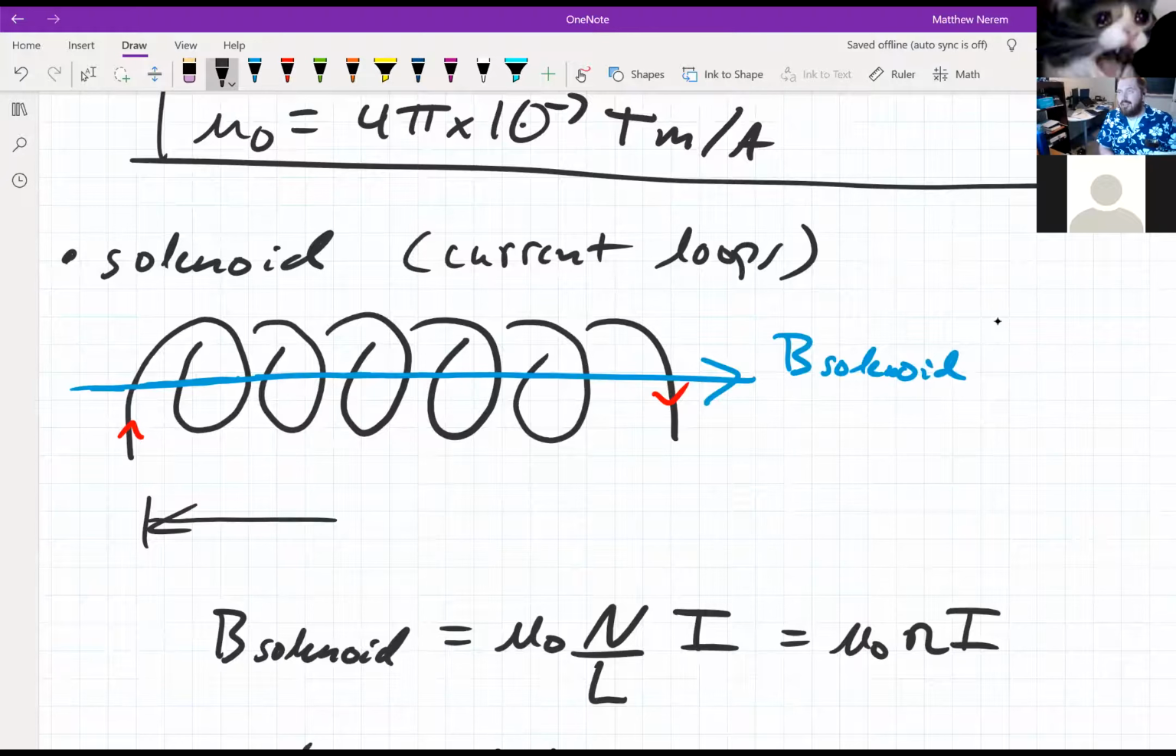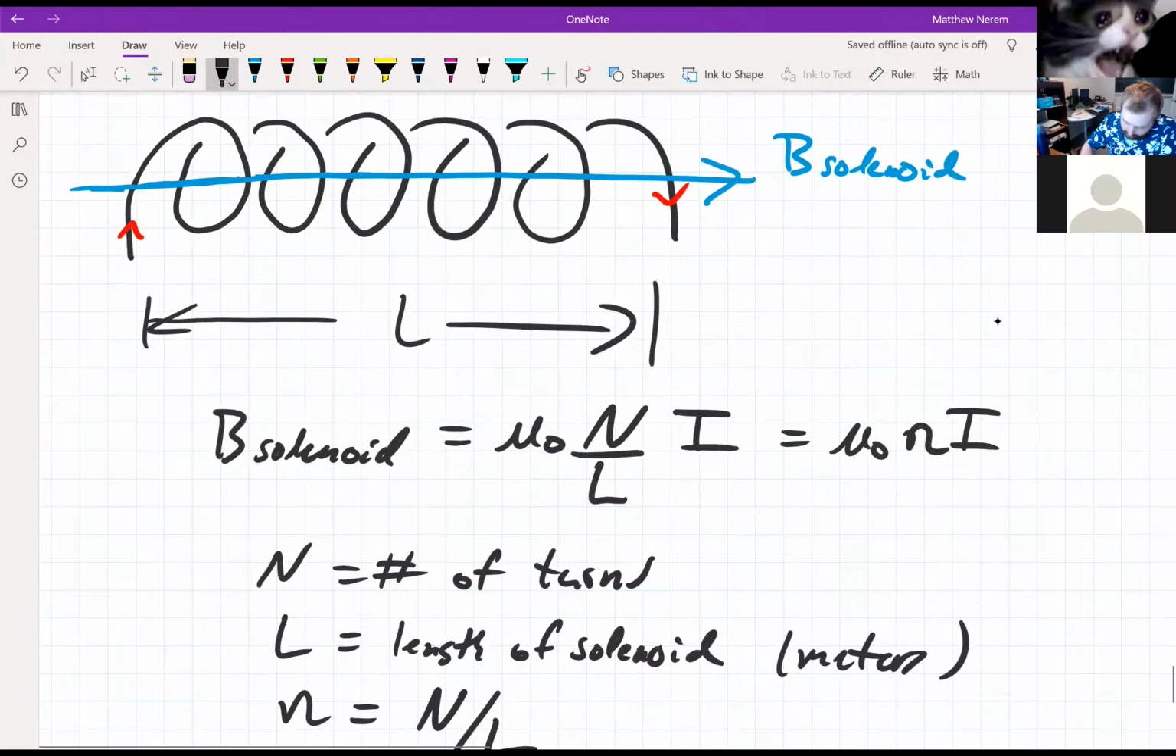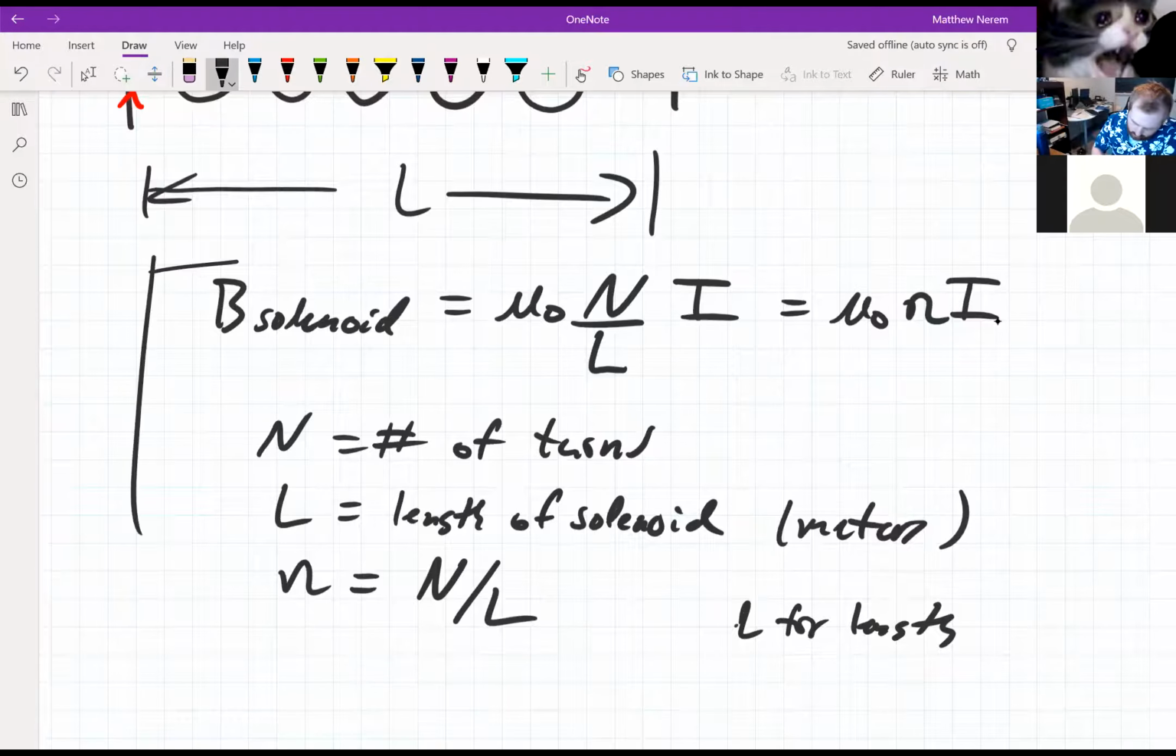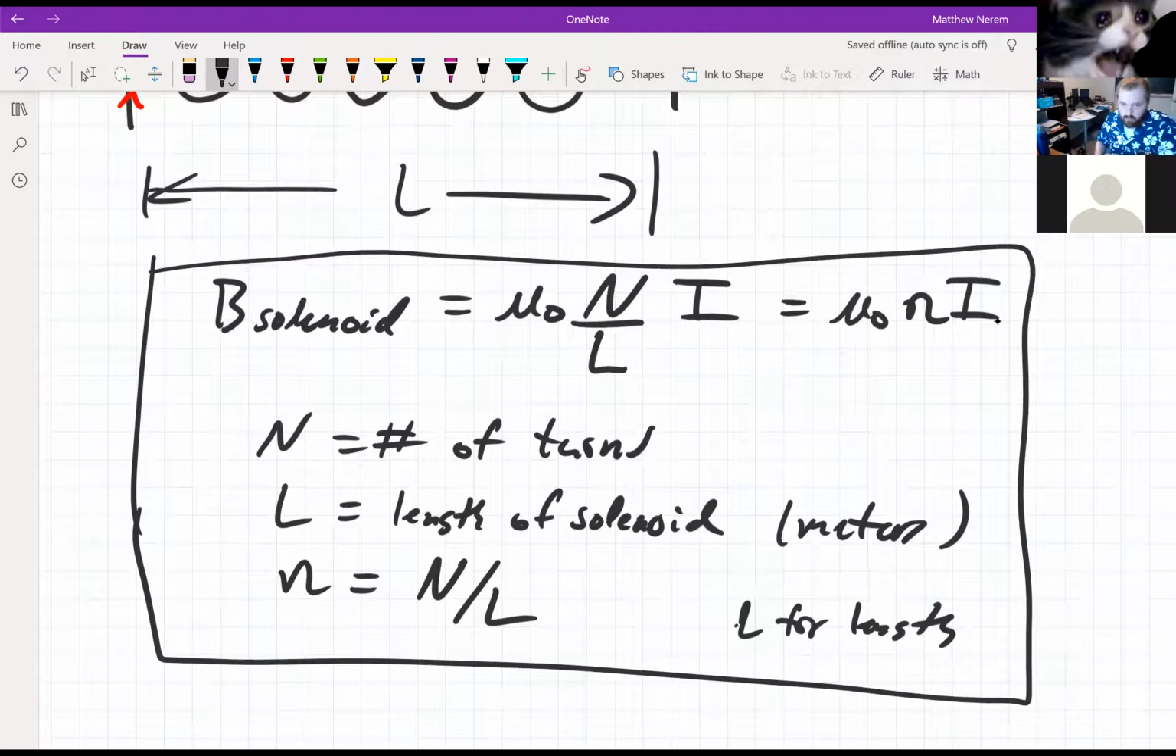Sorry, I see. Is L about length or inductance? Good question. We'll get there. So yes, there is an inductance related to this. So we've gotta be careful with our notation. Here I'm saying L for length for now. And we'll get to the inductance on my next page.